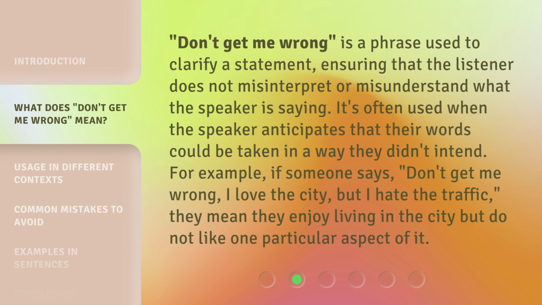"Don't get me wrong" is a phrase used to clarify a statement, ensuring that the listener does not misinterpret or misunderstand what the speaker is saying. It's often used when the speaker anticipates that their words could be taken in a way they didn't intend. For example, if someone says, "Don't get me wrong, I love the city, but I hate the traffic," they mean they enjoy living in the city but do not like one particular aspect of it.